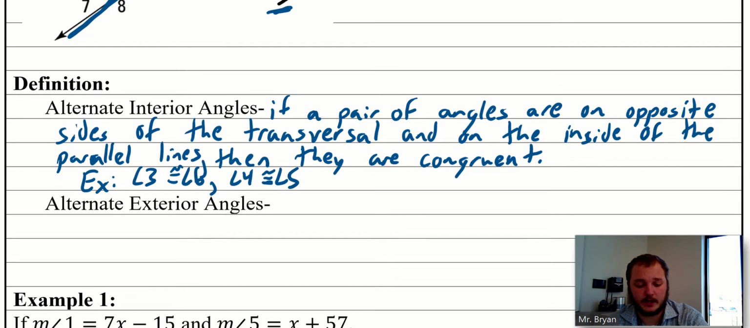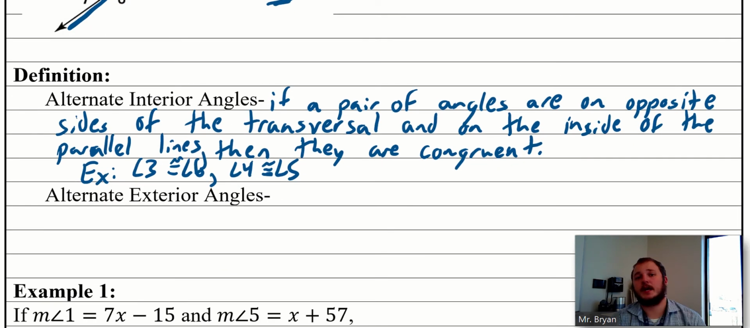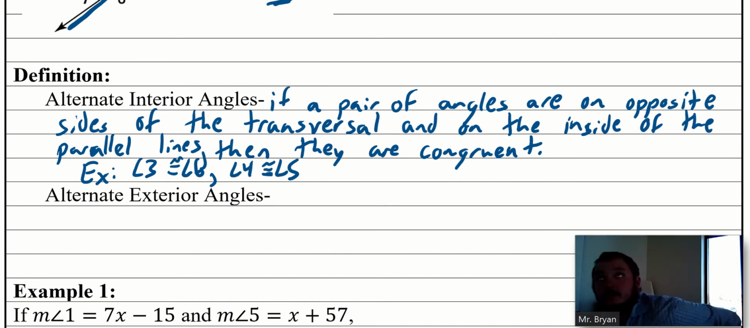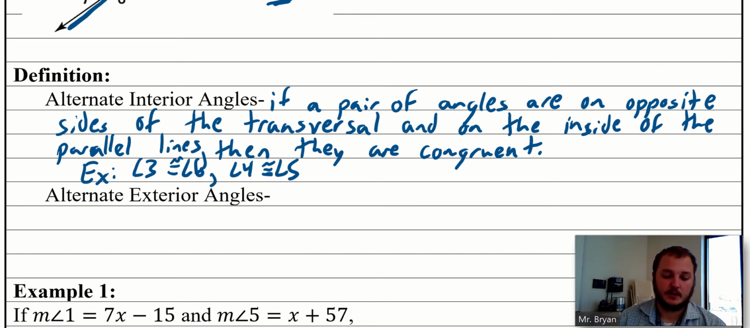Okay, and then with a similar idea, we also have alternate exterior angles. So I want you to take a sec, and I want you to write that down for me. Okay, alternate exterior angles. We say this.